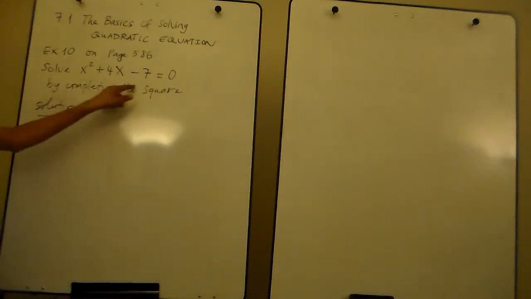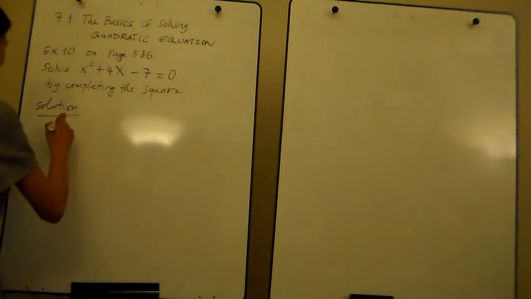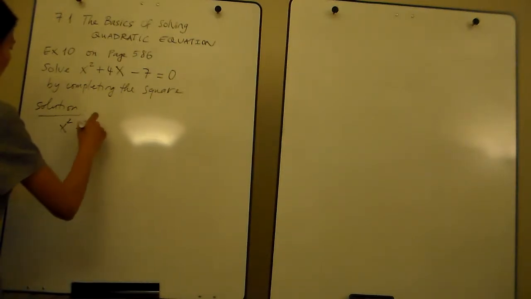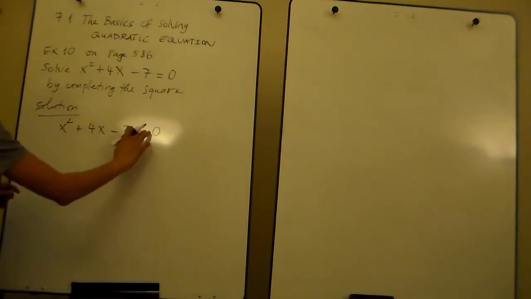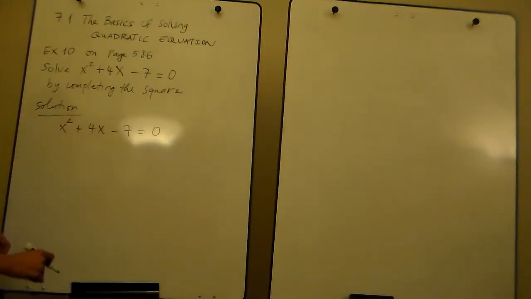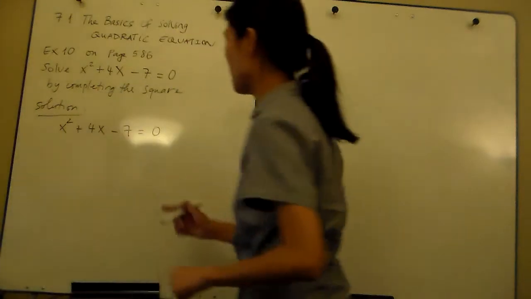Example 10 on page 586, solve this equation by completing the square. So we're given this x squared plus 4x minus 7 equal to 0. We're going to use the completing the square method for solving this equation.